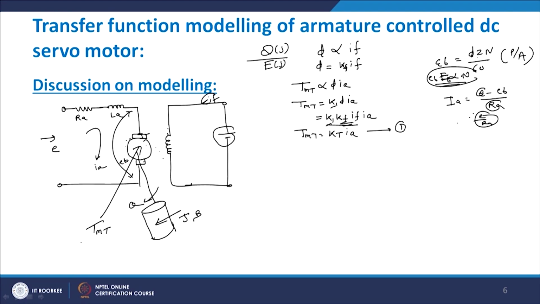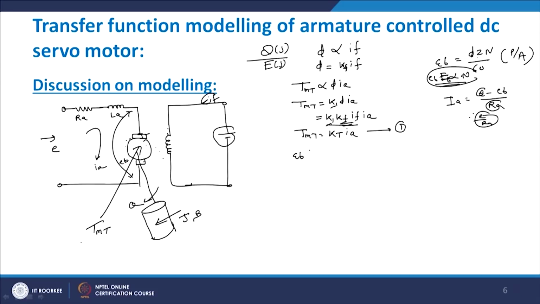Now we have to write down the expression for this Eb. This Eb is proportional to d theta by dt, because theta is position and d theta by dt is the speed. Therefore, removing the proportionality sign, we get Eb equals Kb d theta by dt. This is equation number 2. So we have equation number 1 for motor torque, and we have the expression for back EMF.